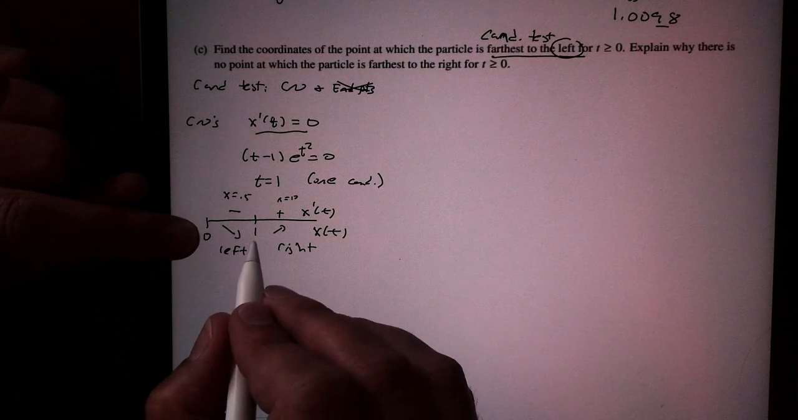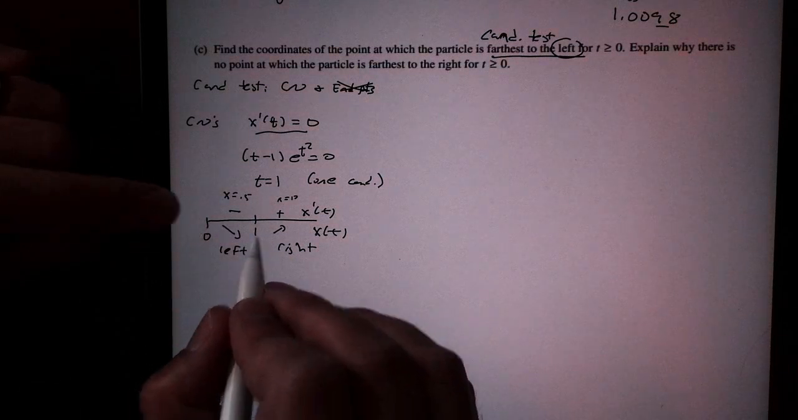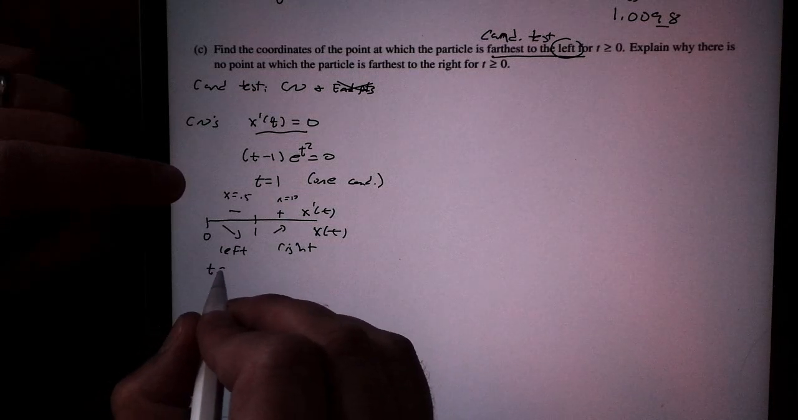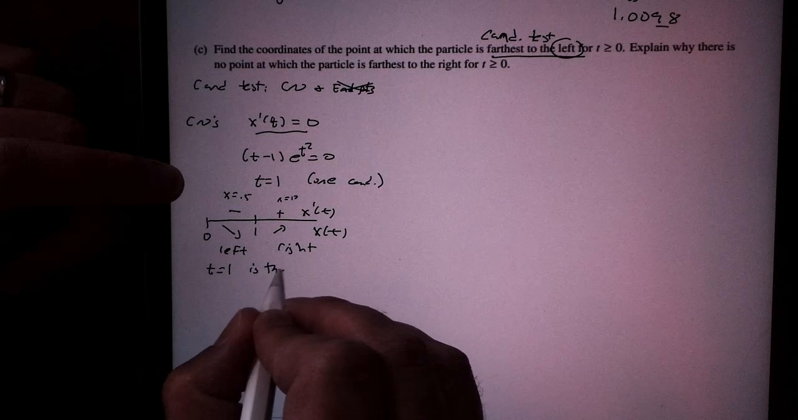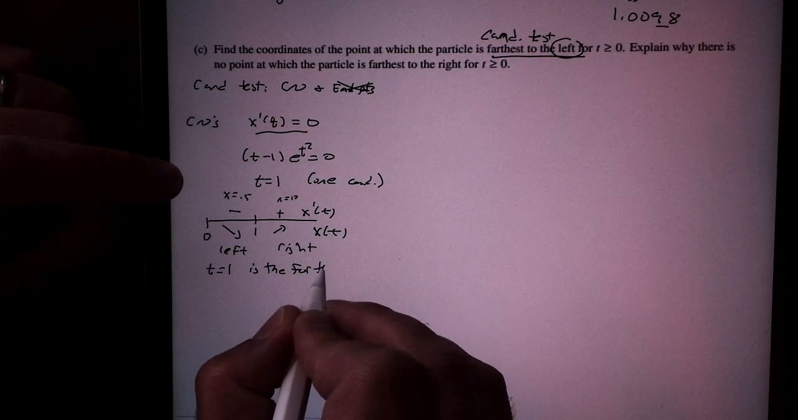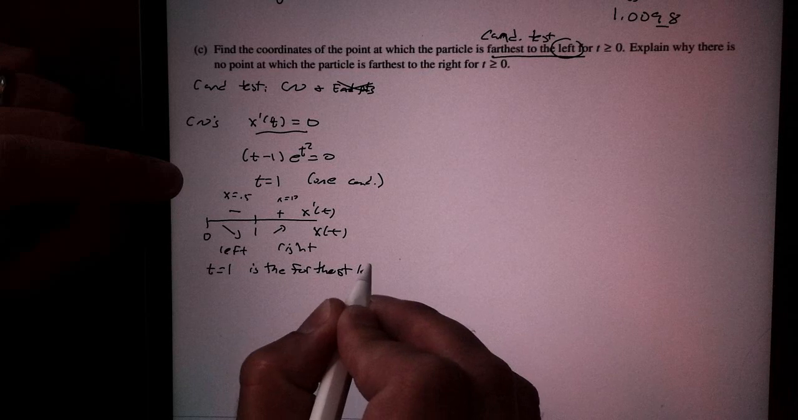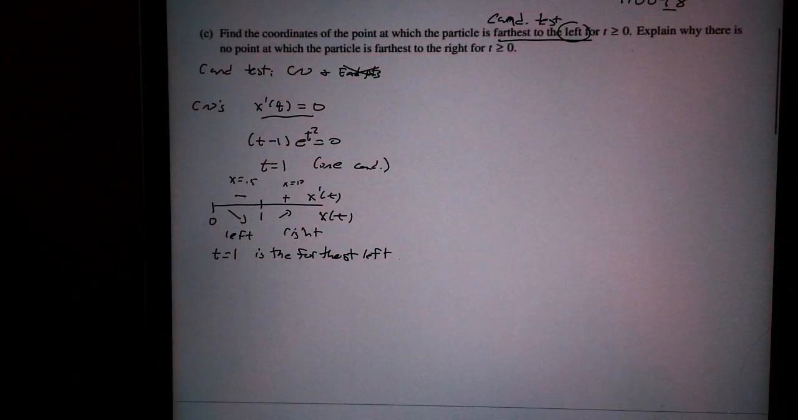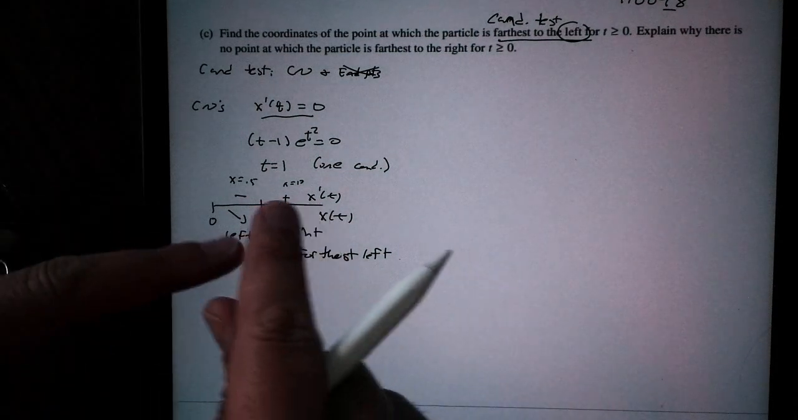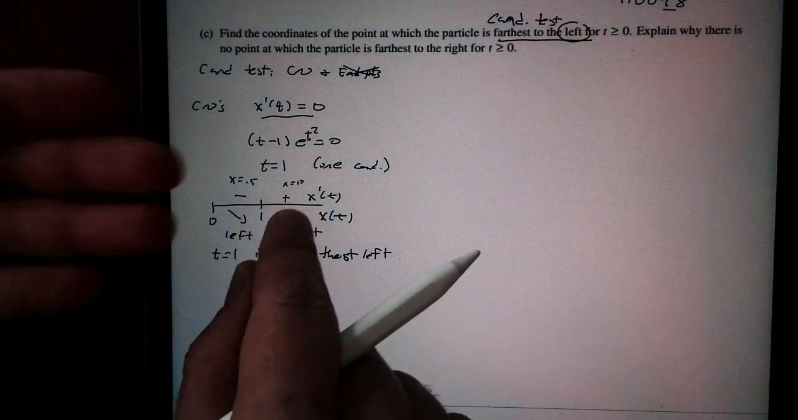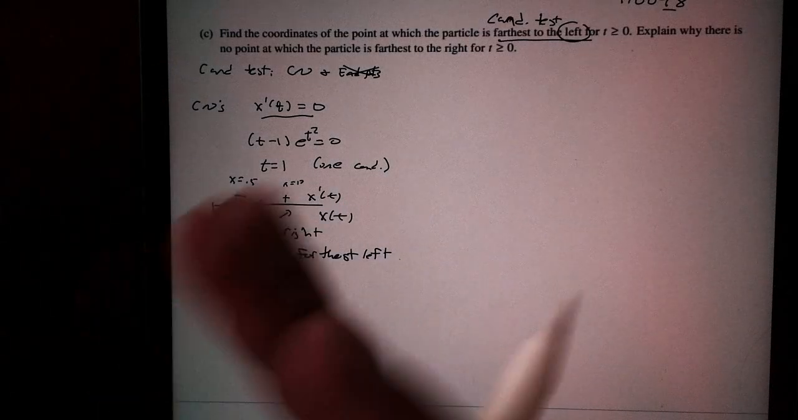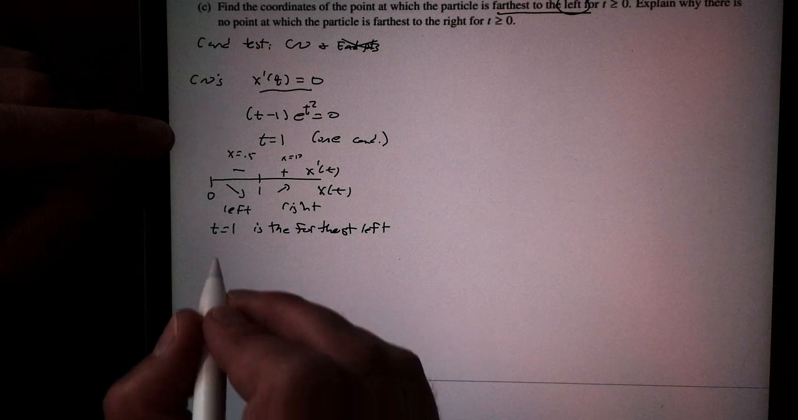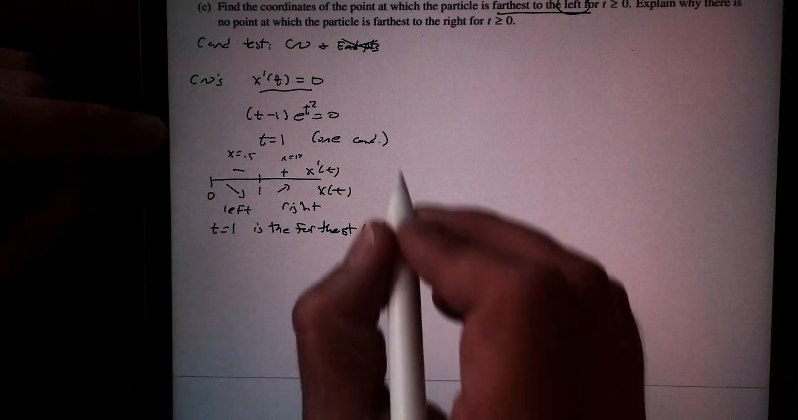So I know that the furthest left can only occur at t equals 1. So t equals 1 is the furthest left that it can go. And the reason is simple. One, it's the only candidate, and the derivative, the change in x, goes from negative to positive. So we go from left to right. That's the furthest left we have to go. So now we have to get the point for this, okay?